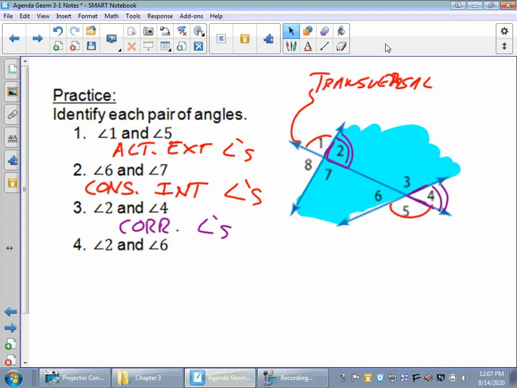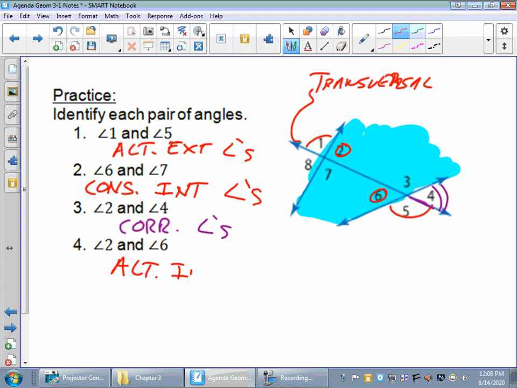And finally, the last one is going to be angles 2 and 6. So if we look again at angle 2, I'll highlight that again for us so we know these are interior angles. Well, 2 and 6 are both in the highlighted region, so we know they're interior angles. But they're on opposite sides of the transversal. So the opposite means they're alternate, and then they are both interior. So the alternate interior angles. Okay, so hopefully we're seeing the relationships here.